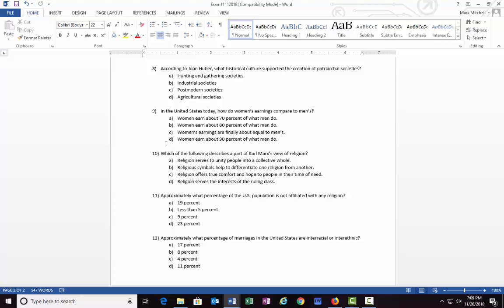Finally, number 12, approximately what percentage of marriages in the United States are interracial or interethnic, either between races or between ethnicities? Is it A, 17%? Is it B, 8%? C, 4%? Or D, 11%? And again, it'd be a hard question to know, but if you have read or used some kind of study method, you will realize that the correct answer is B, 8%.